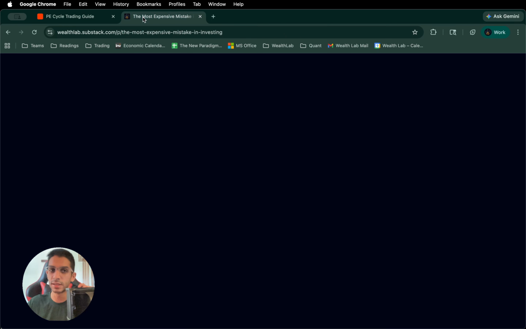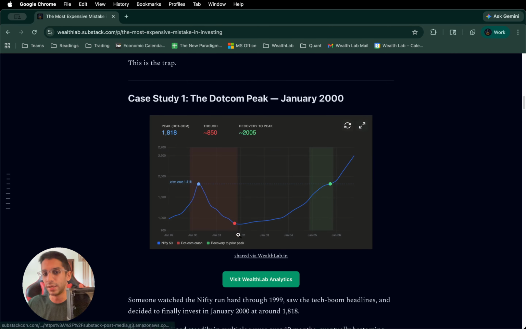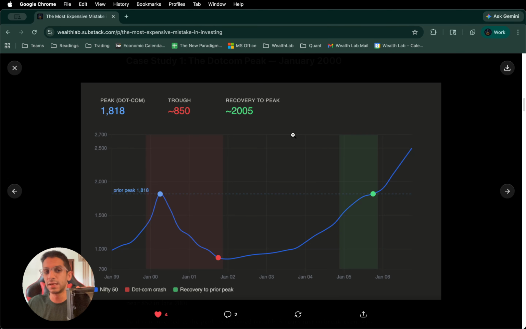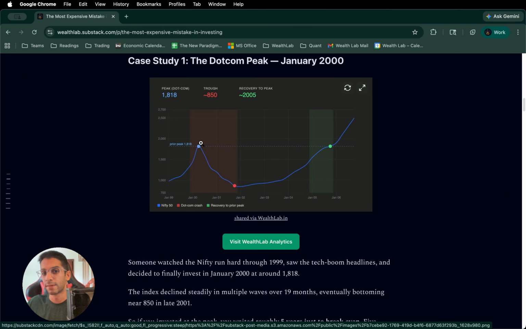To help you with the same, we wrote an article, the most expensive mistake in investing is free to make, and most of us make it repeatedly. Over this article, I will take you through it right now. We covered a few data points, and I will take you through those data points. So, case study one is that during the dot-com peak in 2000, we peaked here, and it took a lot of 6 years or 5 years for it to recover.